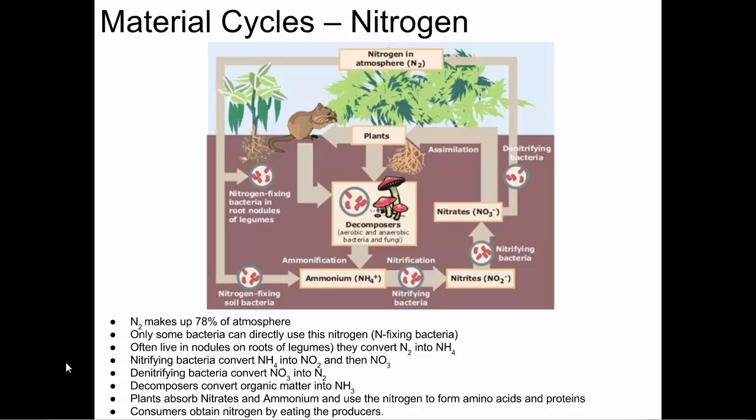Now, the form of nitrogen that's most usable to plants is nitrates, NO3. And so there are bacteria that can take ammonium and change it into nitrites, NO2. They're nitrifying bacteria. Other nitrifying bacteria can take NO2, convert it into nitrates, which are most usable by plants. And plants then incorporate that nitrogen into their tissue.